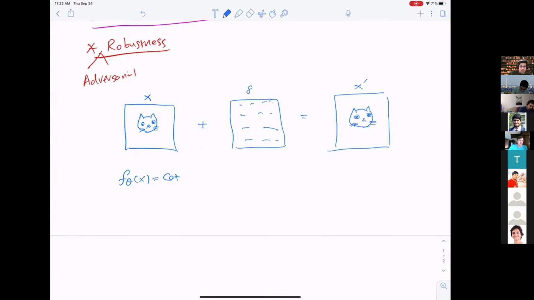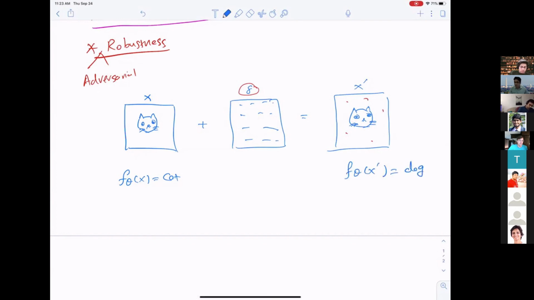Same image, but you may have really small noise in your image. And you can make this delta so small that the noise is imperceptible. So humans won't be able to tell the difference between X and X prime. But you can design your delta, your perturbation vector, in a way that my model is going to predict a different label for this image. So my model is going to predict, for instance, a dog label for this image.